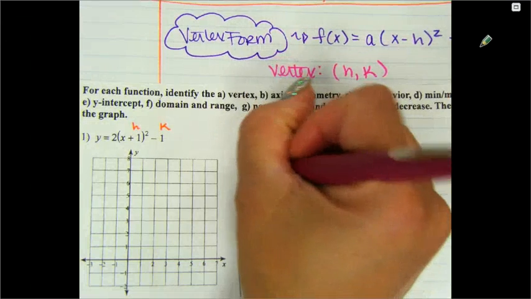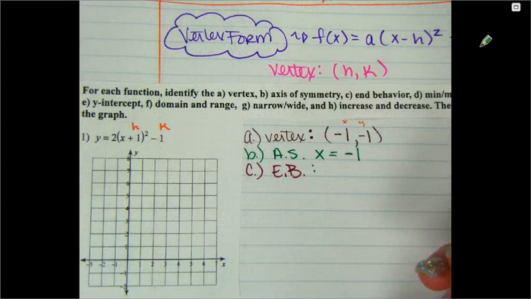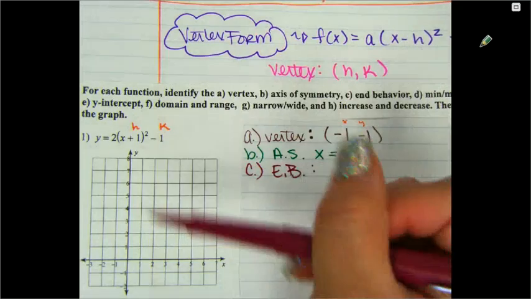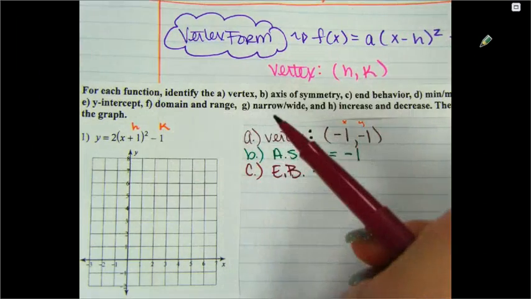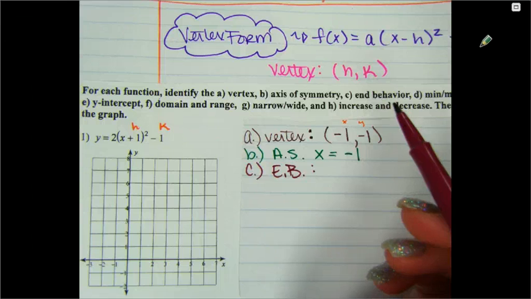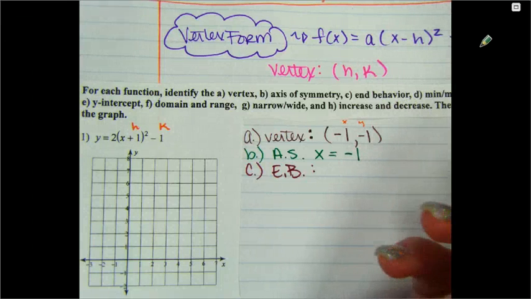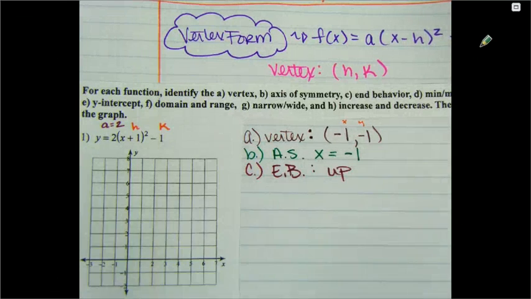End behavior. Desiree, what's your end behavior? Where do you look for the end behavior? It's somewhere in the function. Where do I look in the function? If this is H and this is K, which letter is going to tell me which way it's going? Alejandro, what is it? TJ? Up. It is up, but why? The 2 is your A. Very good. And it's positive, so it goes up.